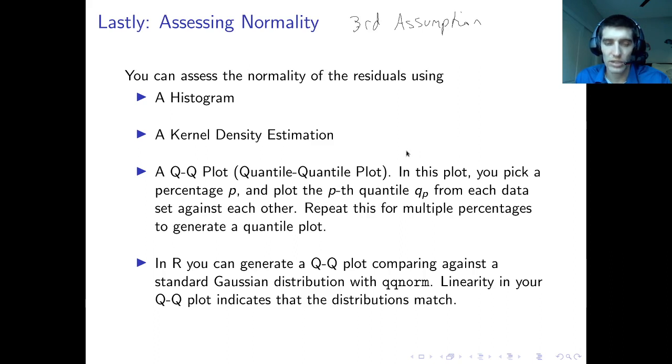And what ends up happening is you can actually see how the quantiles compare, and if the relationship is linear, then it suggests that, in particular, plotting a sample quantile against an ideal normal quantile, you can compare and see if the distribution is linear. So in R, you're not going to have to generate these by hand, coming up with quantile points, but you can generate a QQ plot comparing against a normal distribution or a Gaussian distribution with the qqnorm function. Okay, and if you see linearity in your QQ plot, this is an indication that the distributions match.